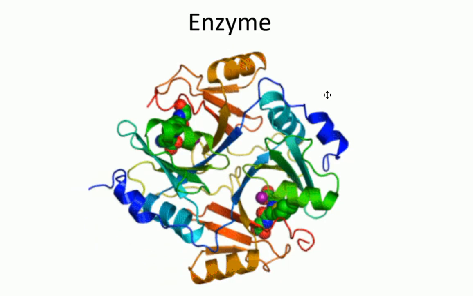Now, enzymes, let me go back to this. If you'll notice here, we have some helixes and some sheets because enzymes are typically proteins. Remember how we talked about proteins have a particular shape? Well, an enzyme is shaped exactly how it needs to be in order to make that reaction happen. We'll talk about that in a second.